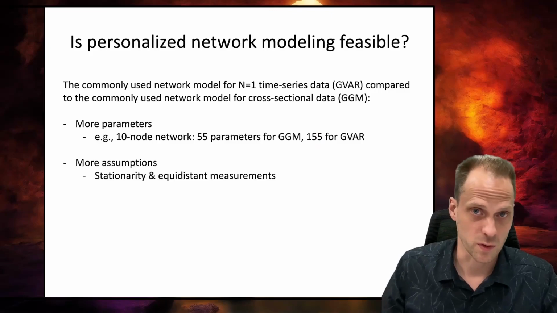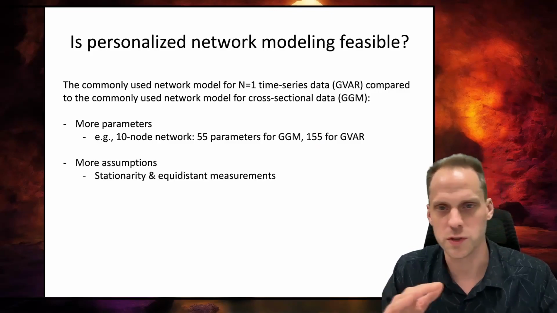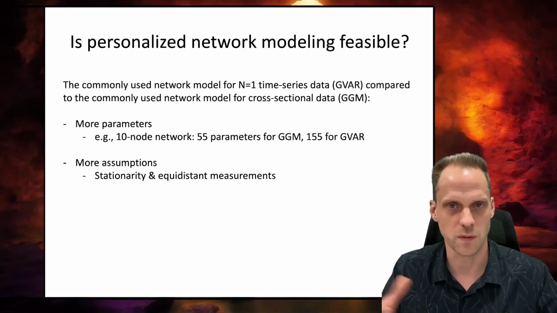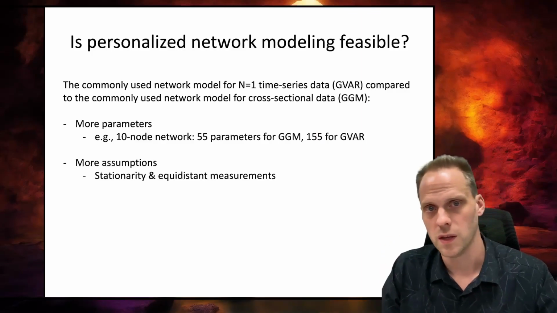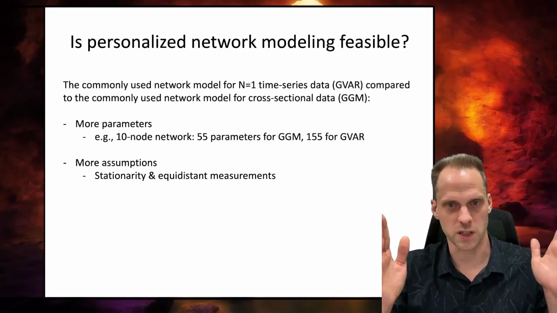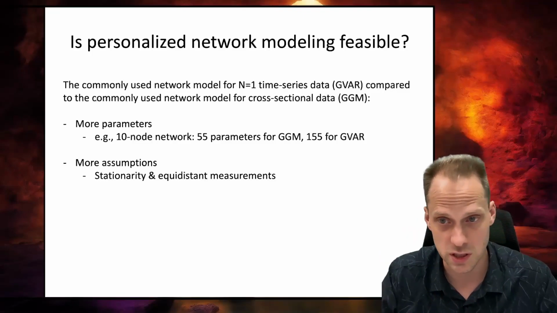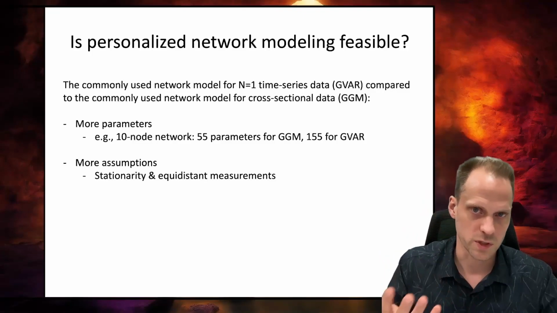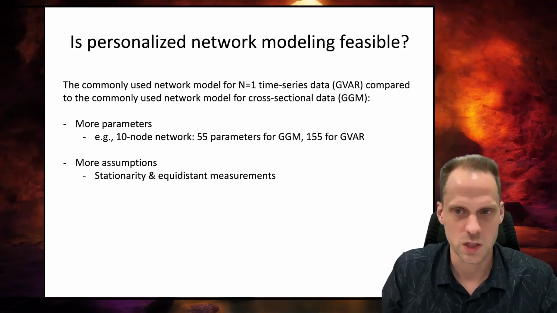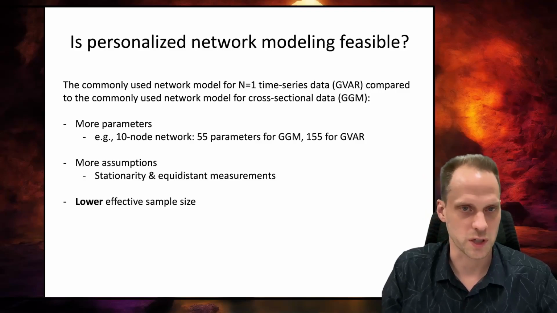At the same time, we have some assumptions we need to make. I didn't talk about them yet, but we need to assume that people don't change over time, otherwise we can't estimate one model for a person. We need to assume that our measurements are equally distant from each other, so we don't have a gap of like 6 hours and a gap of 4 hours, for example. Otherwise, the interpretation of the parameters is harder. So we have some assumptions that are questionable, and we have a much lower effective sample size.